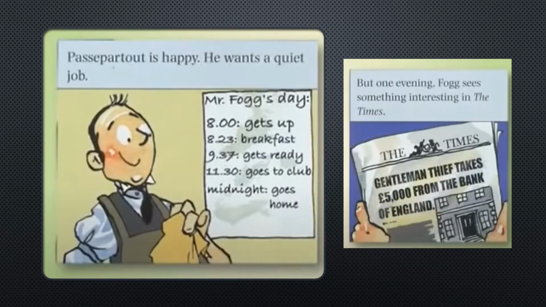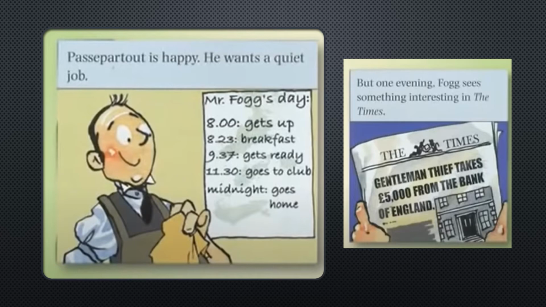Passepartout is happy. He wants a quiet job. Before this, Passepartout was working for a circus and then he took up the job as a personal servant to Mr. Phileas Fogg. So there's a detail of how Mr. Fogg's day looks. 8 o'clock he gets up. 8:23 Mr. Phileas Fogg has his breakfast. 9:37 Mr. Phileas Fogg gets ready. 11:30 he goes to the club and midnight he goes home.